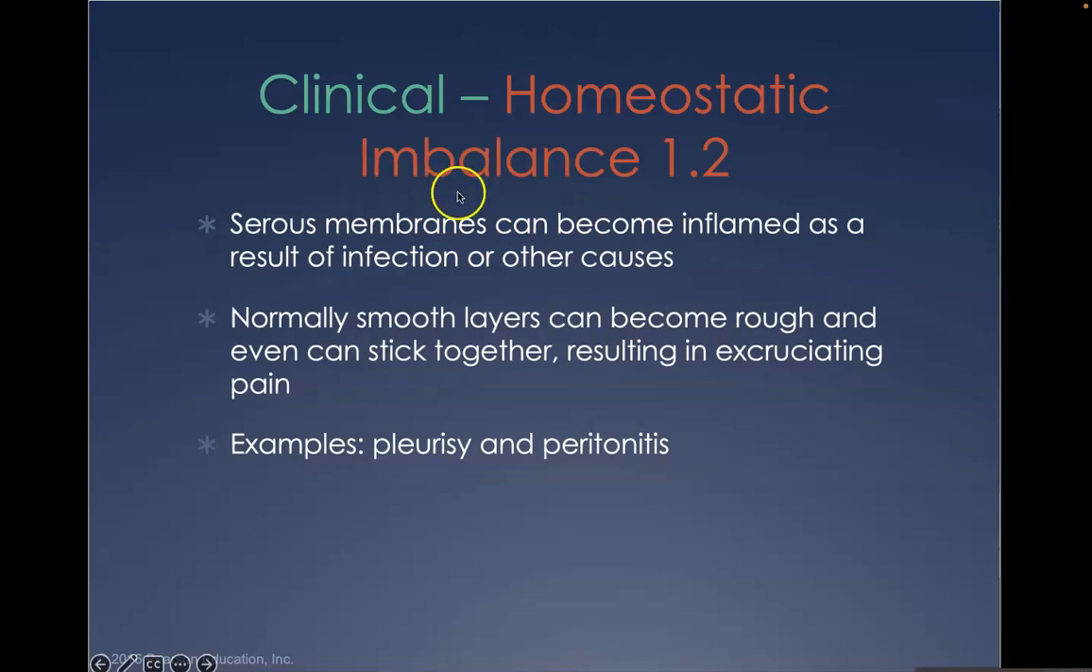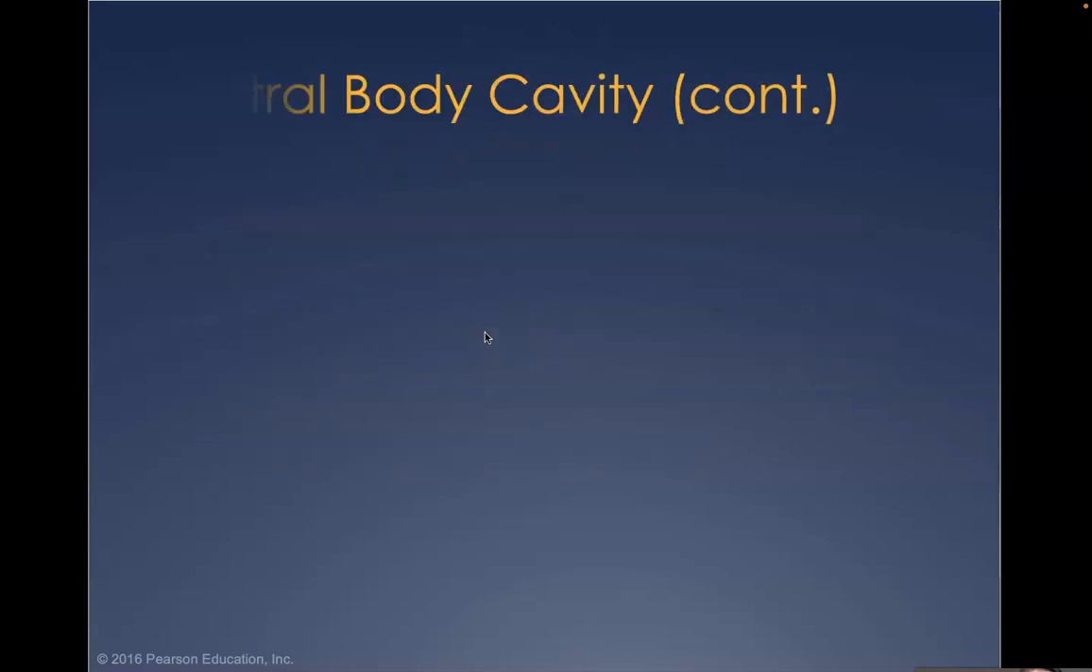Now, just as a clinical application, those serous membranes can become inflamed due to infections or some other inflammatory cause, and that can cause pain. So you can get things like peritonitis or pleurisy. What ends up happening is those typically very smooth layers become rough because of the inflammation, and they can stick together, and it's really, really painful from what I've been told. So those are just a clinical application of those membranes.